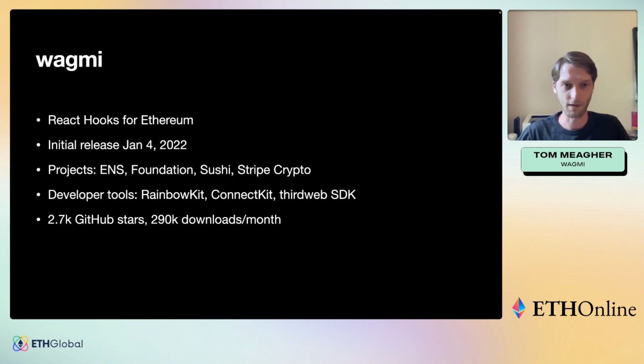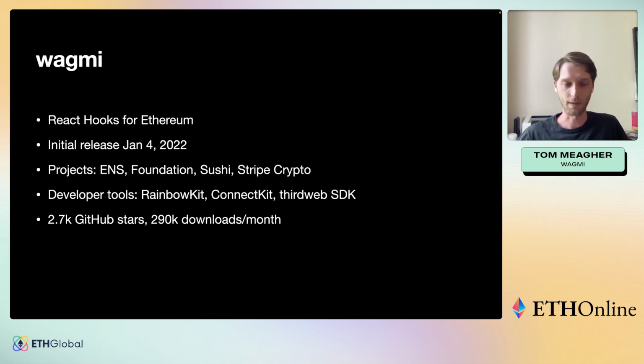So yeah, if you're not familiar with Wagmi, it is a React Hooks library for Ethereum. It takes a bunch of commonly used functions and packages them up into hooks, so you can use them for a variety of different things. I initially released this on January 4th of this year, and since then it's grown quite a bit. A bunch of projects have adopted it, from ENS Foundation, SushiSwap, Stripe Crypto, and others. And it's been cool to see lately some folks building developer tools on top of Wagmi. If you've seen RainbowKit, ConnectKit, or ThirdWeb's SDKs, you know what those are all about.